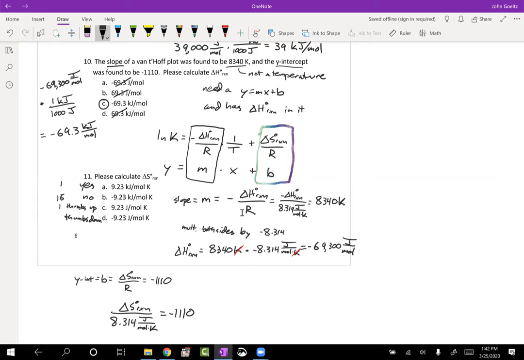Okay, so 8.314 times that, basically solving for delta S, will get me times 8.314 joules per mole Kelvin. If I keep the units going along for the ride, I will come out with units of joules per mole Kelvin, which is good because that's the units for delta S. And I wind up with negative 9,230 joules per mole Kelvin.